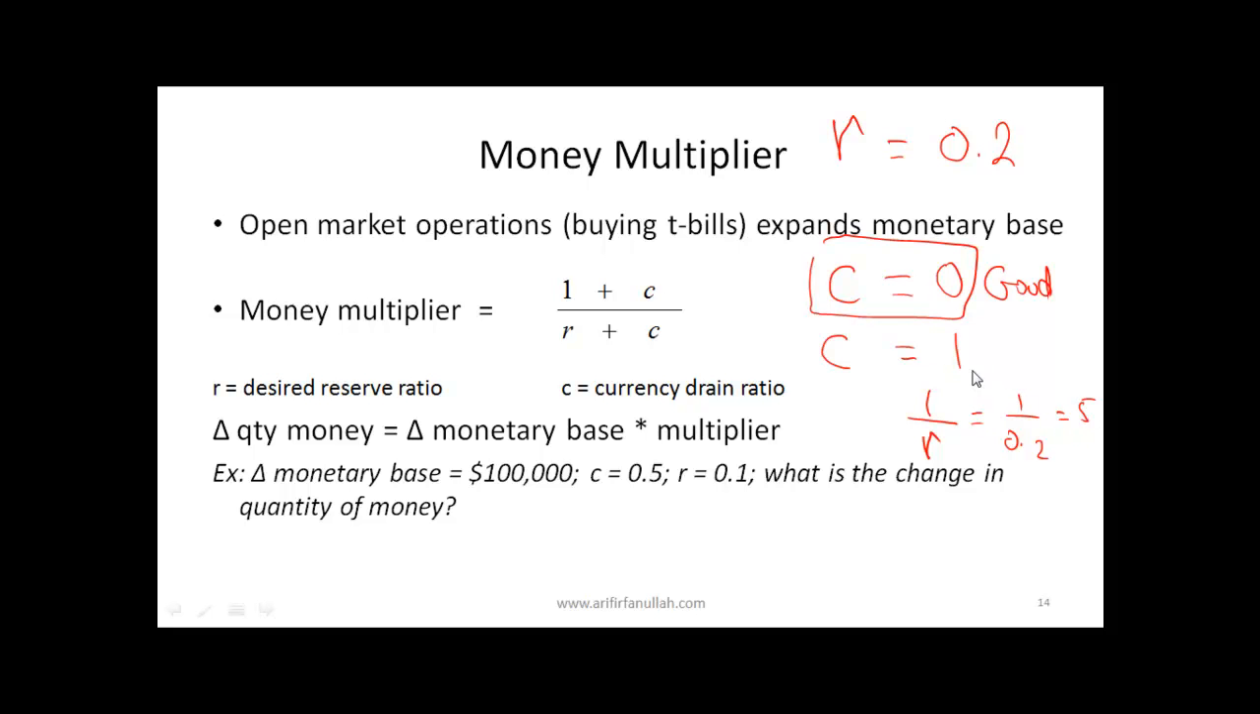Now let's take the other extreme just to illustrate the point. The other extreme is that the currency drain ratio is 1. When the currency drain ratio is 1, this means that the first businessman, let's say, got $1,000. Drain ratio of 1 means what? That means that he keeps that entire $1,000 at home. Did money supply go up?